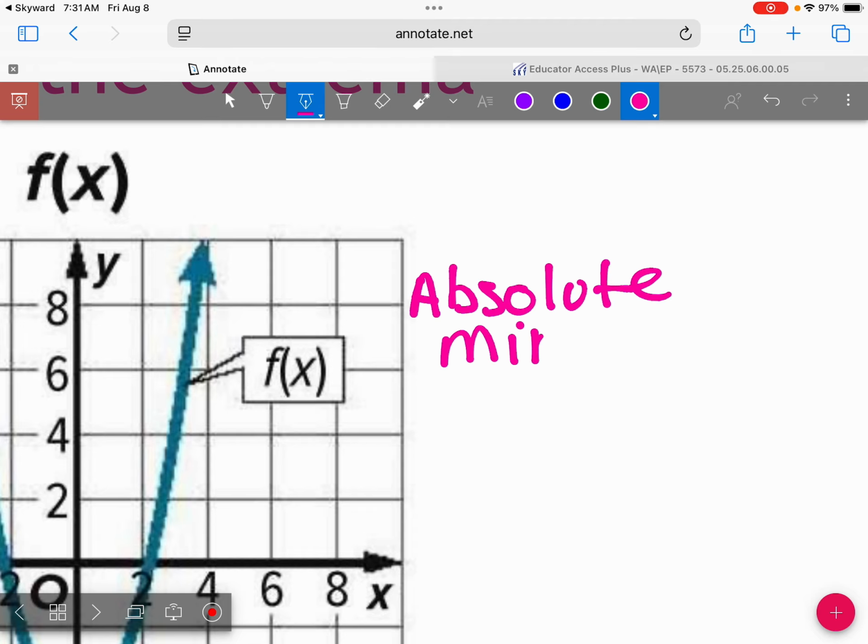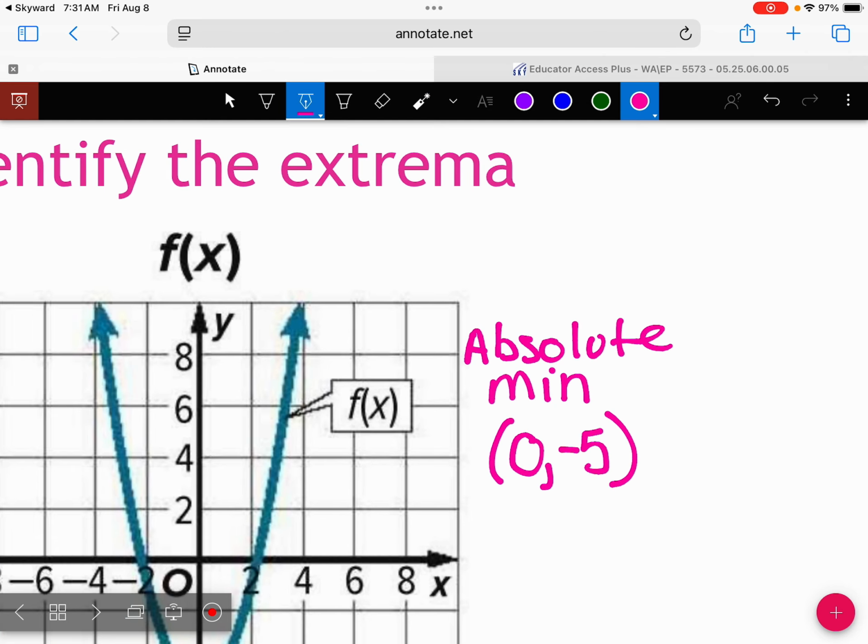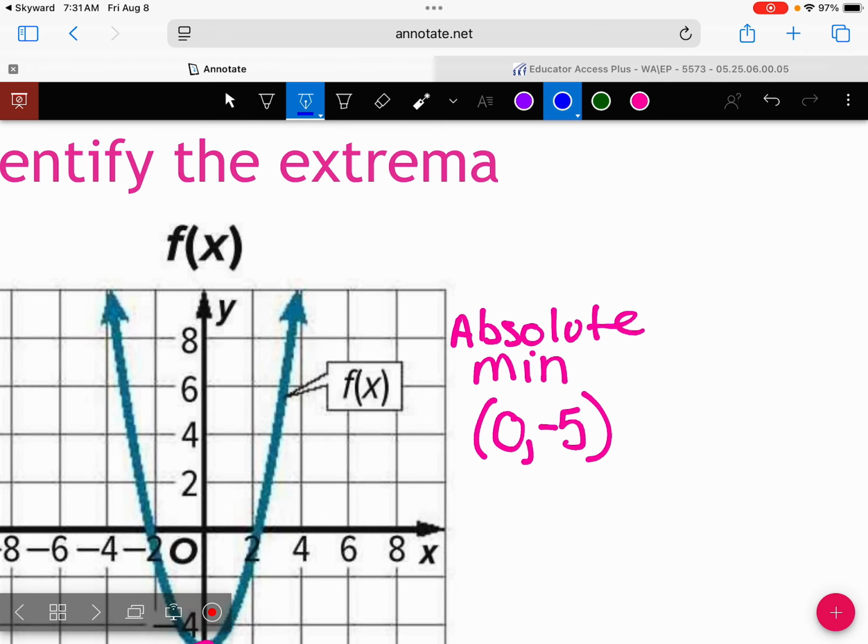We're going to put absolute min. It is the very lowest it can go, and we are going to write them as ordered pairs. So this is at the point 0, -5. Remember that our ordered pairs are always written x, y, every single time. Super duper important. That I am petty about.